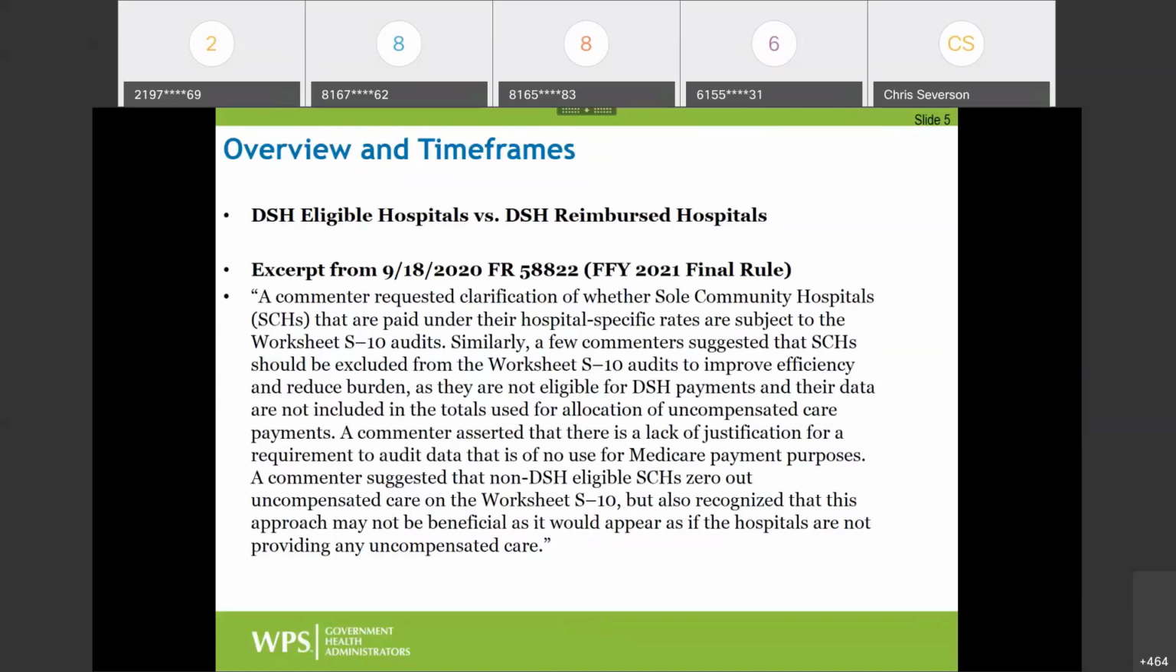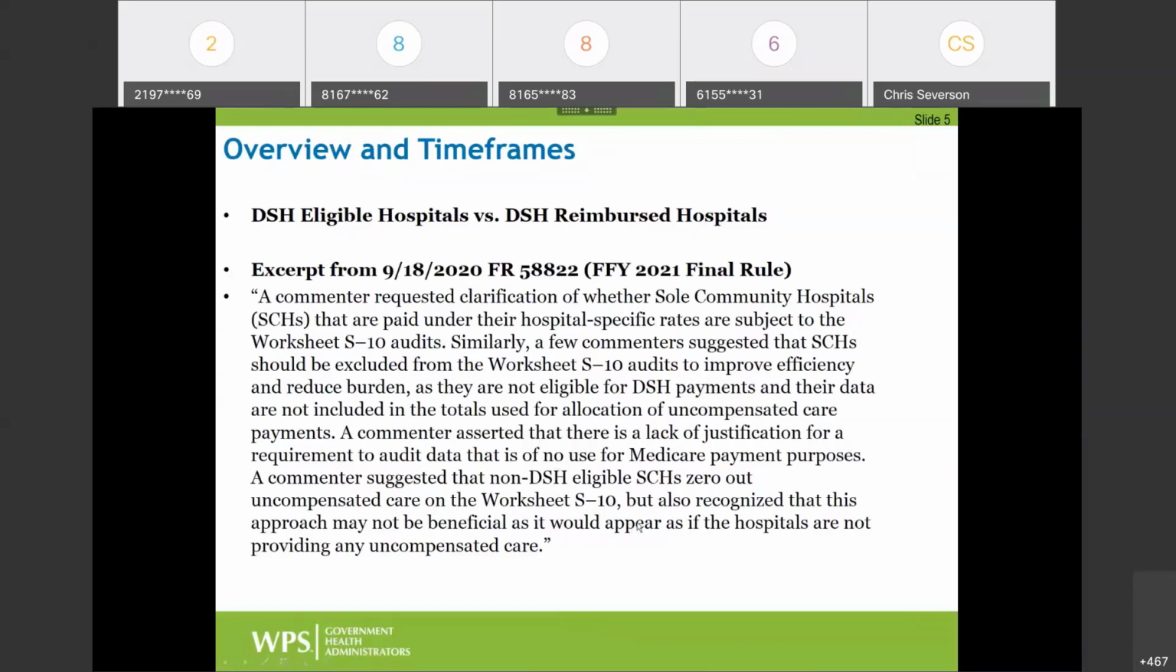That argument came up in the fiscal year 21 final rule, proposed rule versus final rule, or started in the proposed rule, then public comment into the final rule. And basically the commenter requested clarification regarding whether these SCHs are subject to these audits. They talked about reducing provider burden. They're not really truly eligible for incremental DISH payments, because they're not going to get paid specifically for DISH. So there was some discussion there.